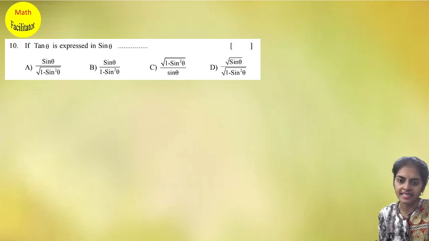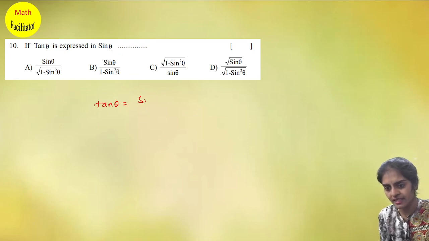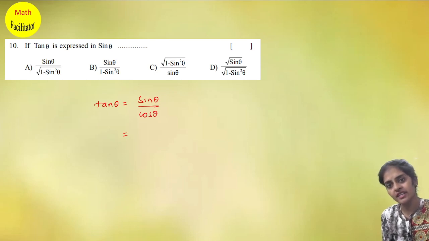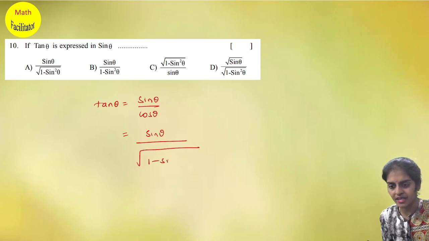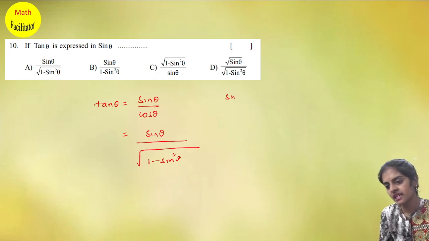Next, if tan theta is to be expressed in terms of sine theta, how will you express it? You know tan theta is sine theta upon cos theta, but you want to express it in terms of sine theta only. So the sine theta numerator I will keep as it is, and the denominator cos theta I can write as square root of 1 minus sine square theta. We know sine square theta plus cos square theta is 1.